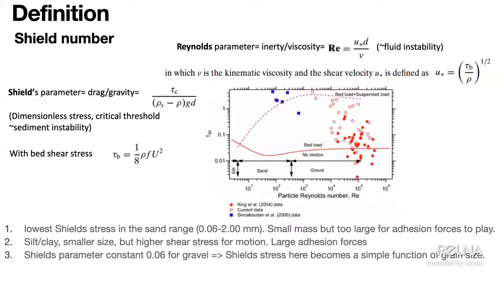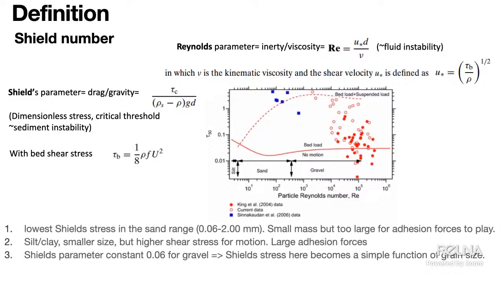So what you can see here is called the Shields graph. In the x direction you have the Reynolds particle number. From left to right, you go from very light sediment to sand and gravel. And in the y direction, it is the Shields parameter. Under the red curve, there is no motion of the sediment, there is no erosion. Above it, you will have some motion of the sediment, first bed load and then suspended load.